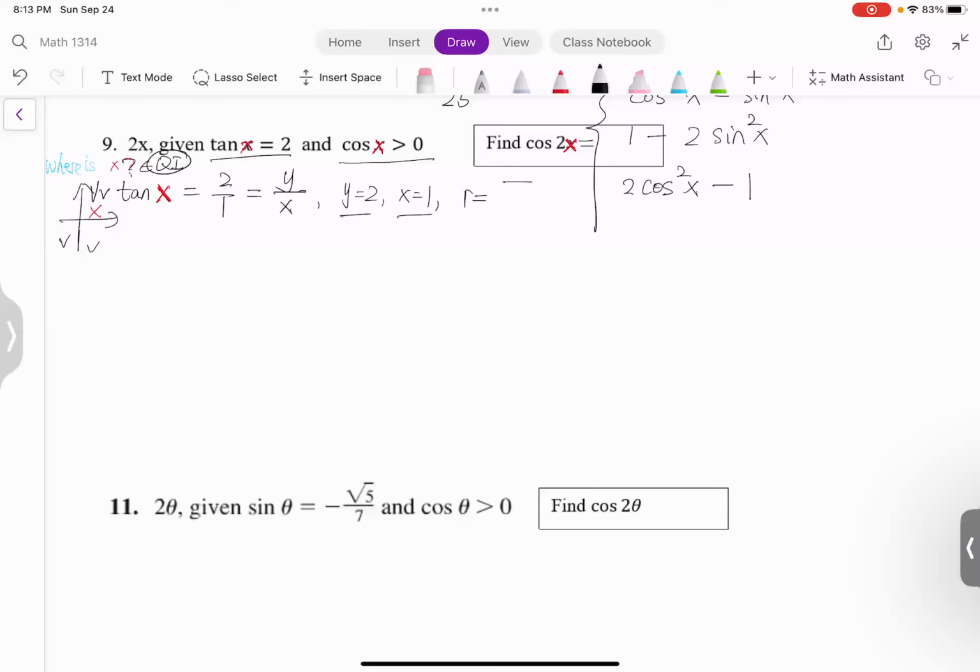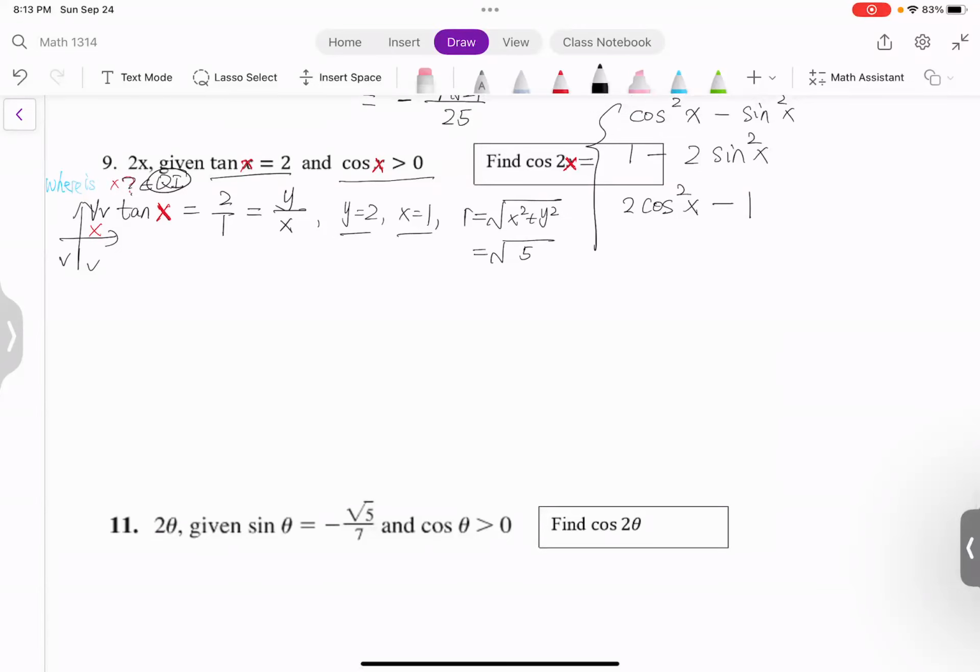How about r's value? r equals square root of x squared plus y squared. So that is 2 squared plus 1 squared, which is 5. So r equals square root of 5. And how about finding cosine x? So cosine x is in the first quadrant, and cosine equals x over r. And what is x? x equals 1. r is square root of 5.